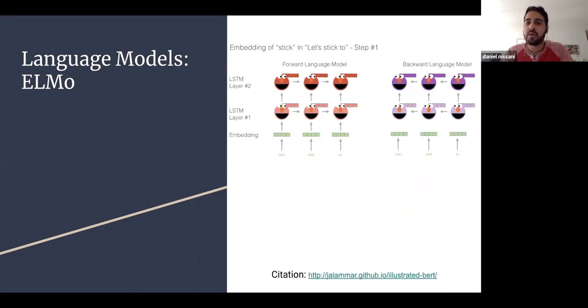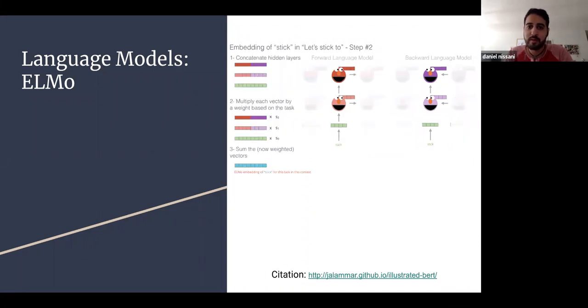So how does it do it? It does something called bidirectionality. So it's going to go in one direction, and then it's going to go in the other direction. In this instance, it's trying to think of how we're going to get the word vector for stick. So it's going to go in one direction through the sentence, then go through the other direction through the sentence, the forward and the backward language model in this case.